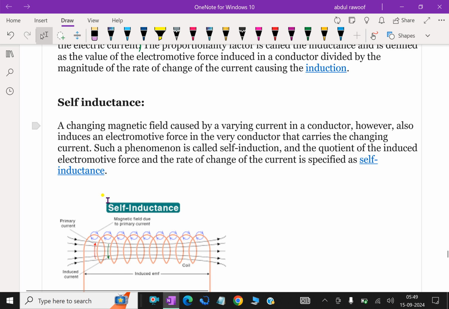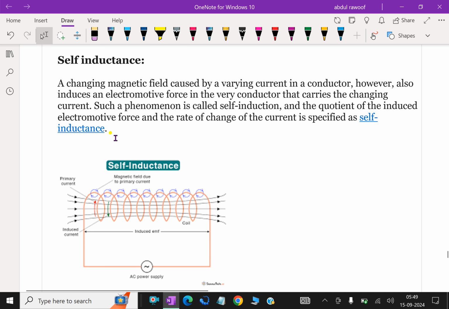What is self-inductance? A changing magnetic field caused by a varying current in a conductor also induces an electromotive force in the very conductor that carries the changing current. Such a phenomenon is called self-inductance. The quotient of the induced electromotive force and the rate of change of the current is specified as self-inductance.